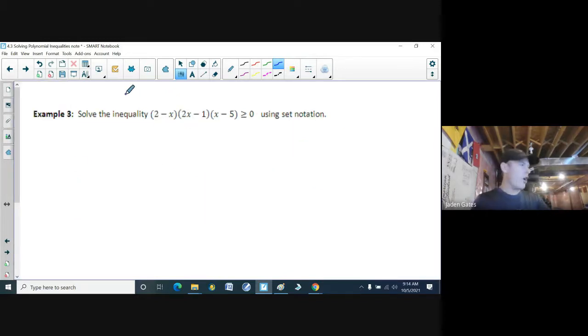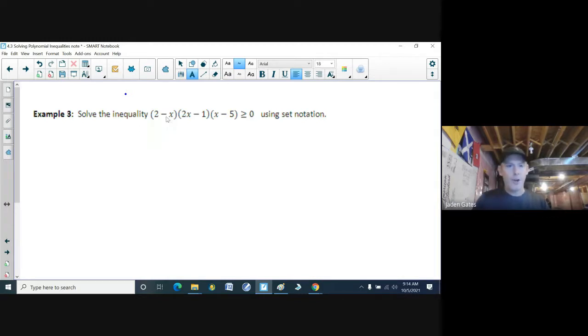Again, it says solve the inequality. All right, when we have our f of x greater than or equal to 0 again, using set notation. The first part here has been factored, because in the next two examples we're going to actually have to factor it using polynomial division. But this one's already done for you.